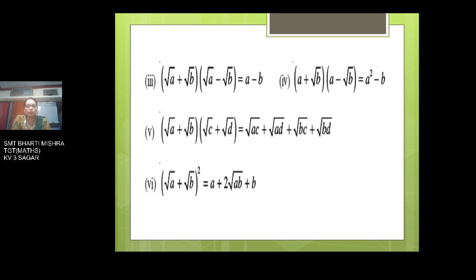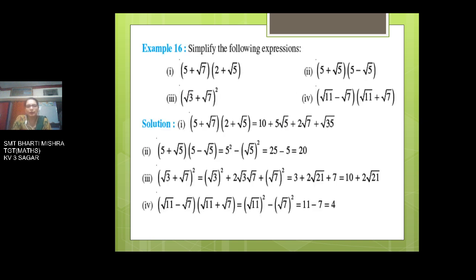Now the sixth identity, (square root of A plus square root of B) whole square. This comes from (A plus B) whole square. Previously you have discussed this identity in the previous classes, that is (A plus B) whole square is equal to A square plus 2AB plus B square. But here we have got the radical sign. So this results as (square root of A plus square root of B) whole square is equal to A plus 2 root AB plus B.